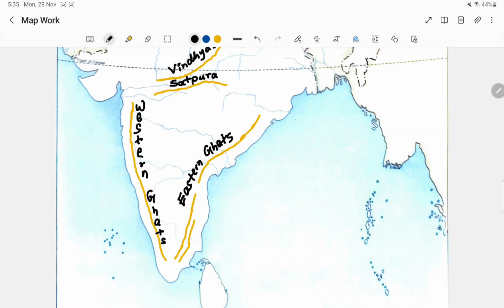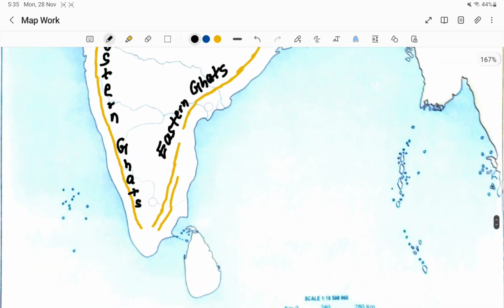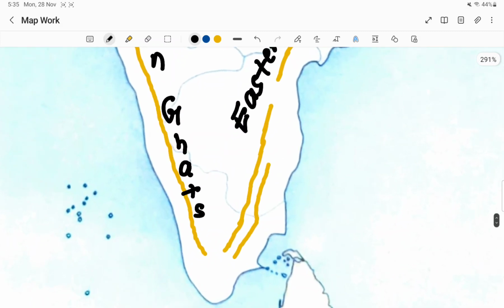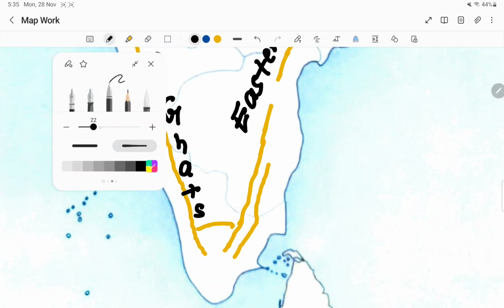After this comes the Nilgiris. Marking the Nilgiris is very easy on the map. It's a simple trick, that it lies right in between the Eastern and the Western Ghats and almost on the vertex of it. So it will be over here. So these are the Nilgiris.